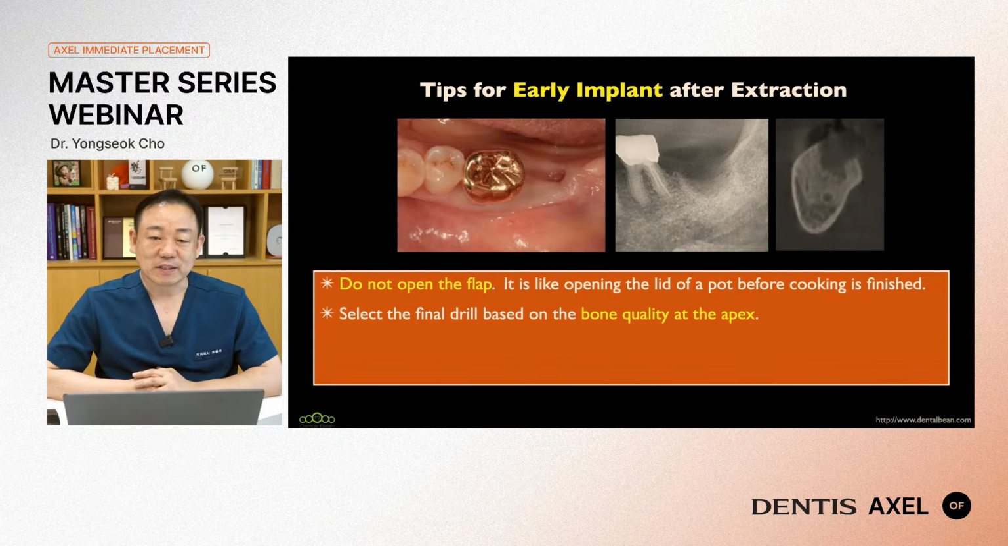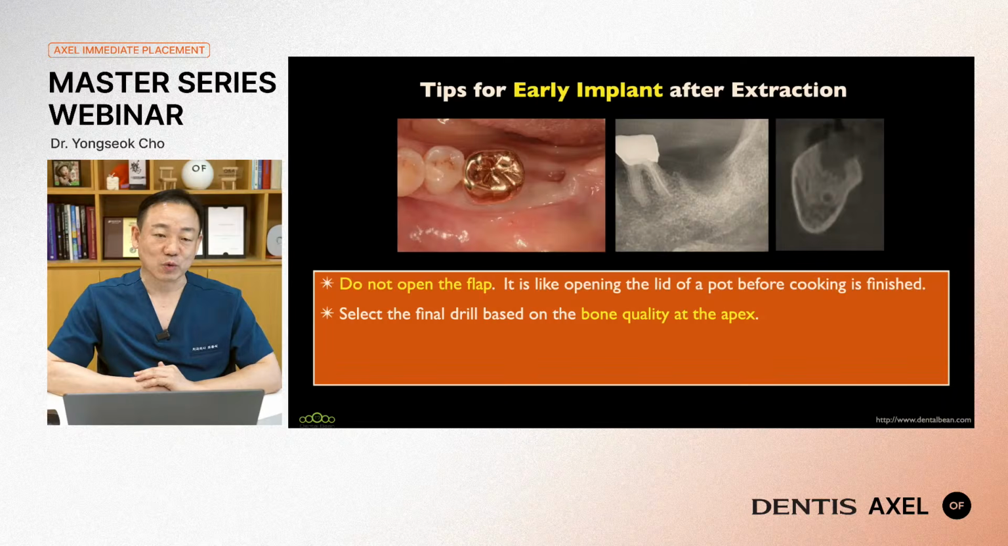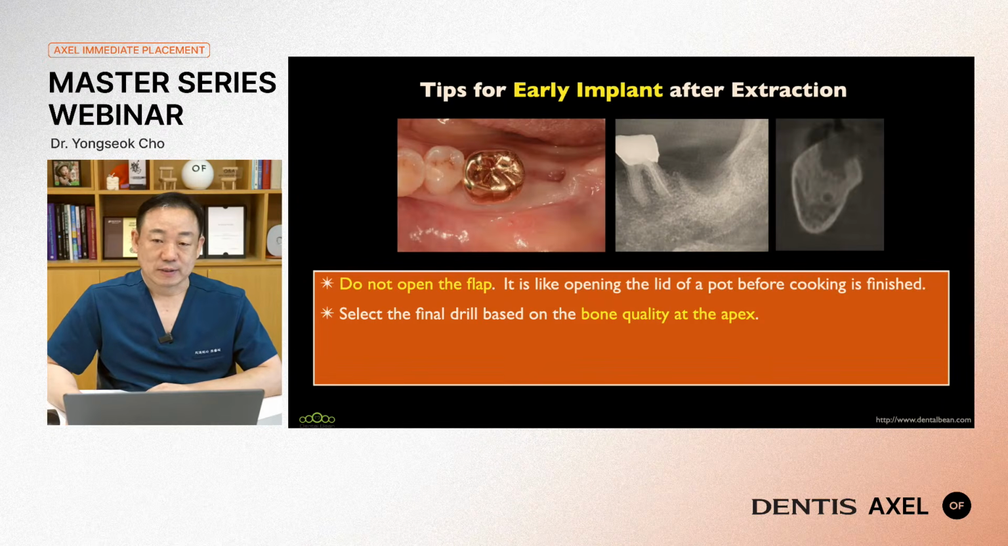Select the final drill based on the bone quality at the apex. In many early cases, the coronal portion bone is very weak. However, the apical portion is normal or hard bone. So, to prep the osteotomy, consider the density of the apical bone.